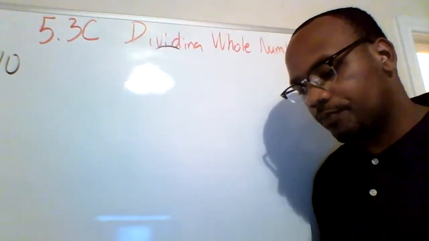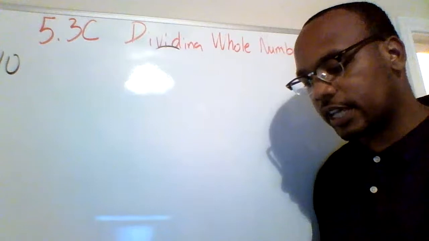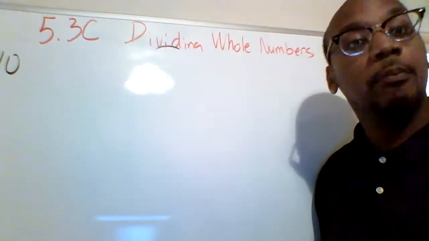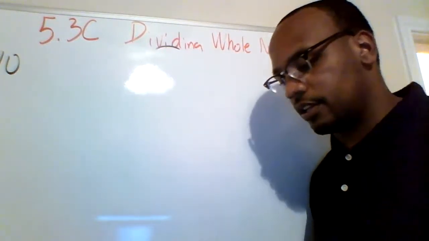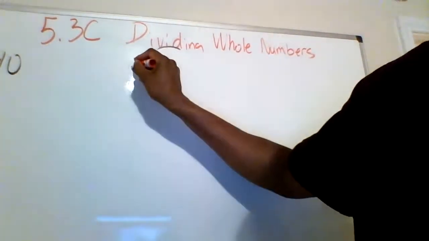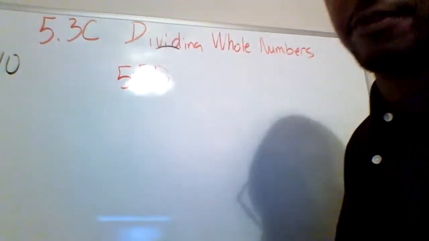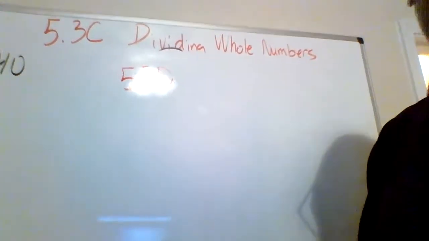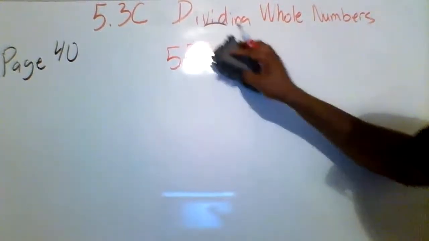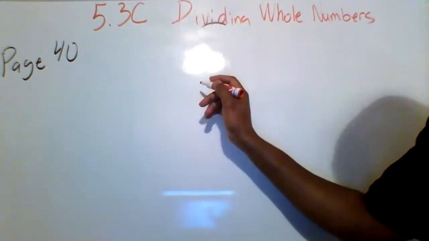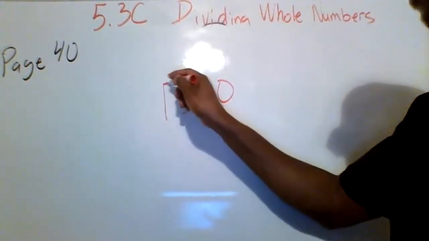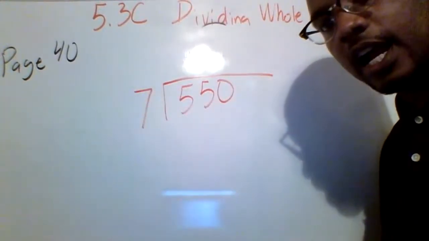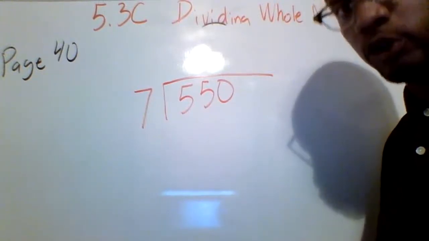Division problems start with the total. Since I'm talking about feet, how many total feet did I have? Well, I have 550 feet. So my total feet is 550. Now I'm going to divide that by 7. I think most of y'all know your 7's times tables by now, or you should.